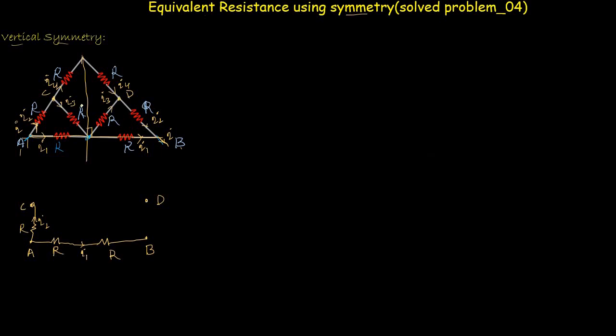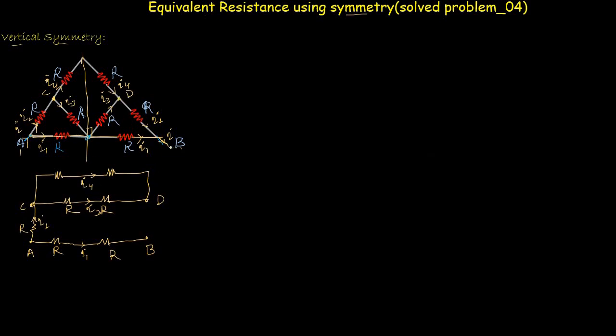Now in between point C and D, these two resistors are connected in series because the same current flows through these two resistors, and the current I3 is flowing through them. Now in between point C and D we have two more resistors, also connected in series because the same current flows through them, and there exists the current I4 through these two resistors.